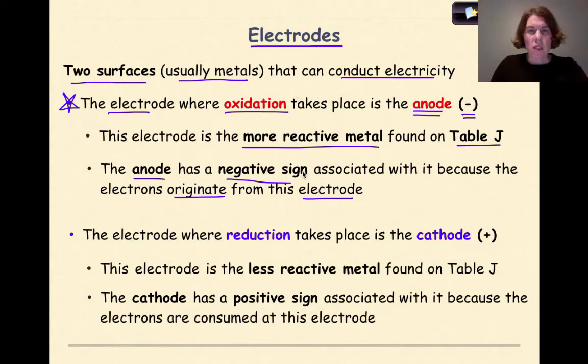So again, one more time, key things that you need to know. Oxidation occurs at the anode. The anode is negatively charged. The anode will also be the more active metal out of the two electrodes that you're going to be using.